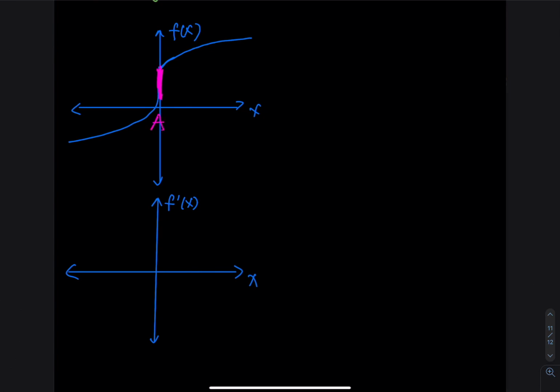So what happened when x is less than a? The curve is going what? The curve is going uphill. So we have f prime of x is greater than 0. And then when you reach a, we have a vertical tangent. But how do we express that on f prime of x? Let's take a look. So we have a slope. Okay, this is going uphill.